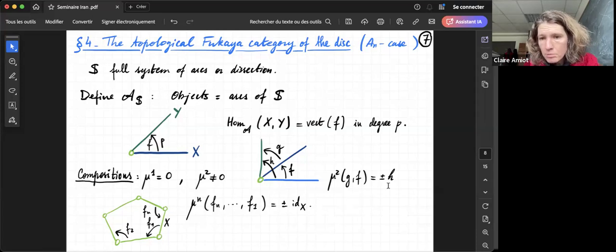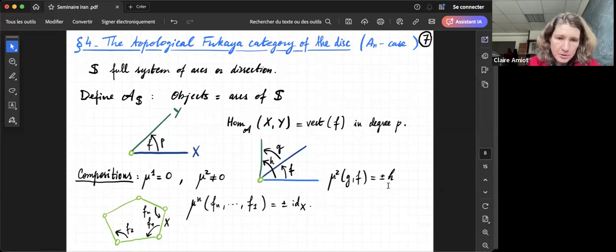And all other mu2s are 0. Well, except also that mu2 of something with the identity will be this morphism. I mean, I want identities to behave like identities.